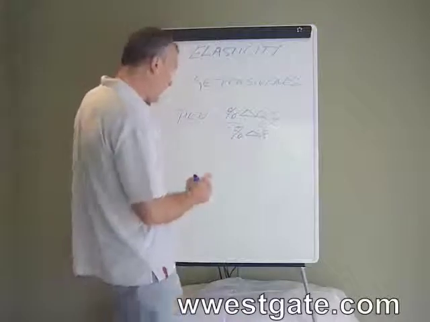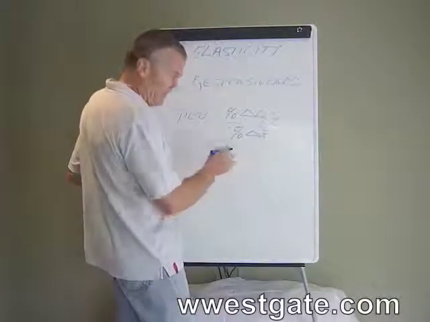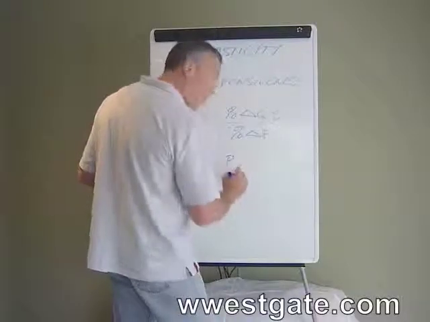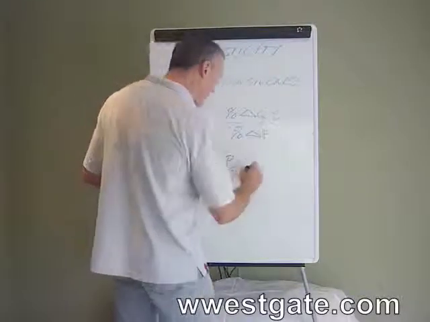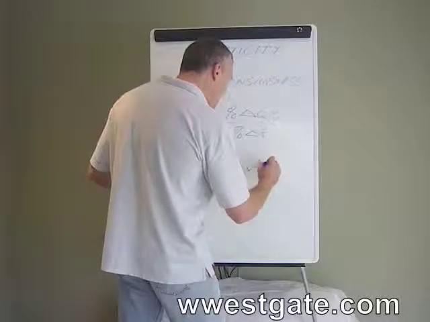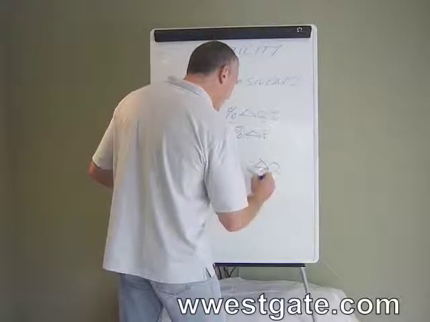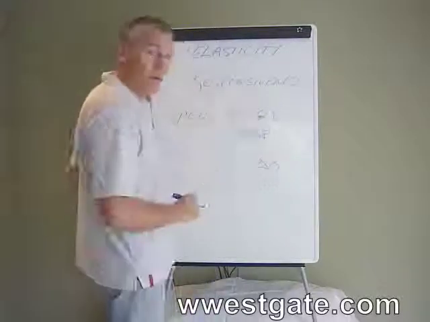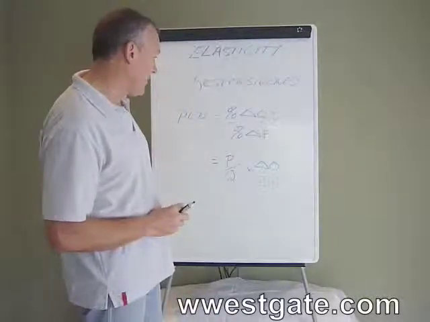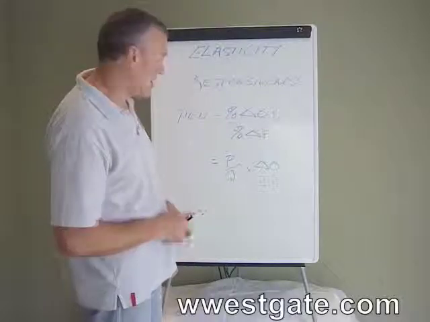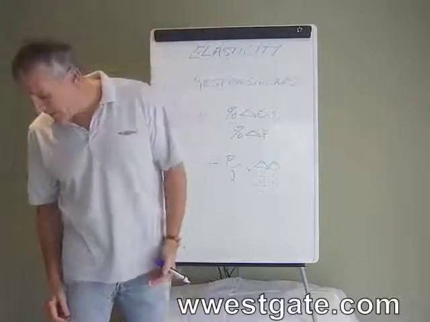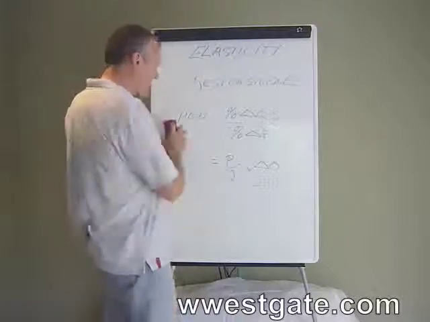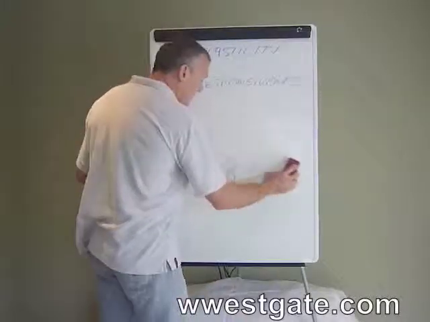Another calculation for PED, basically the same thing, is price divided by quantity, the original price divided by the original quantity, multiplied by the change in quantity divided by the change in price. Either of those two methods will provide you with the calculation you're looking for. So, percent change in quantity demanded divided by percent change in price.